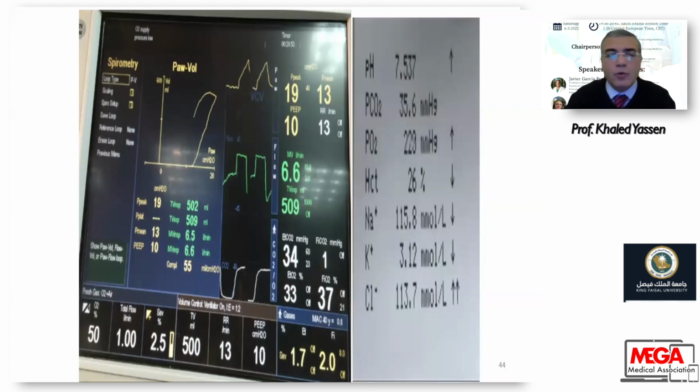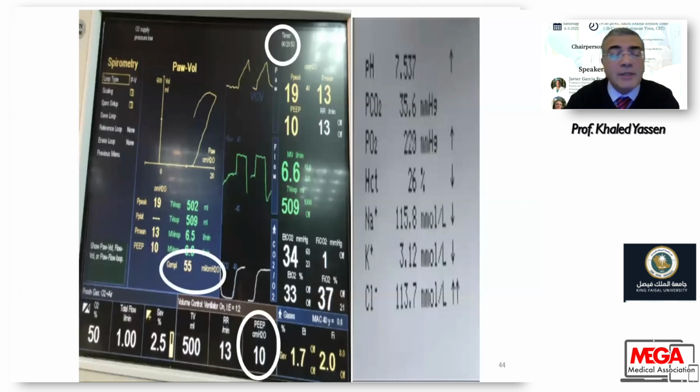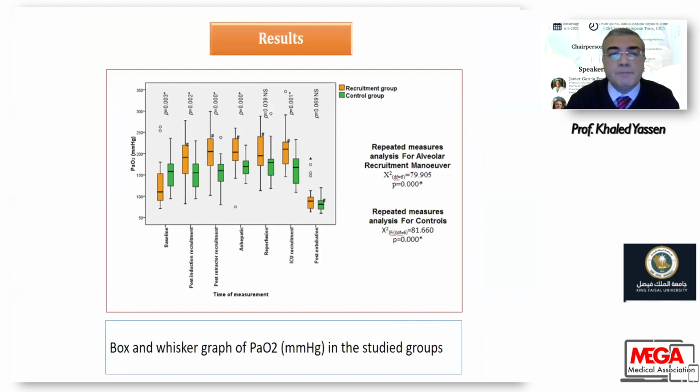When we started recruitment, our PEEP was 10, compliance increased to 55, and oxygenation improved dramatically. These are results from our study showing that all through the phases, the one in orange, your oxygenation was much better than the control group.